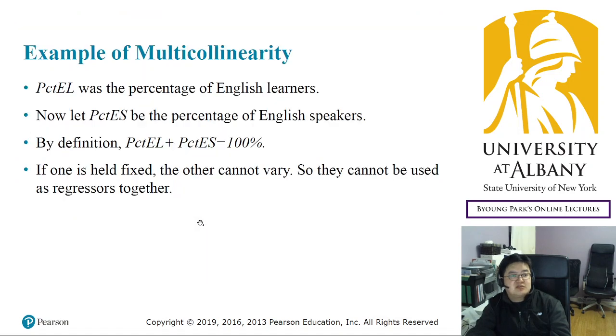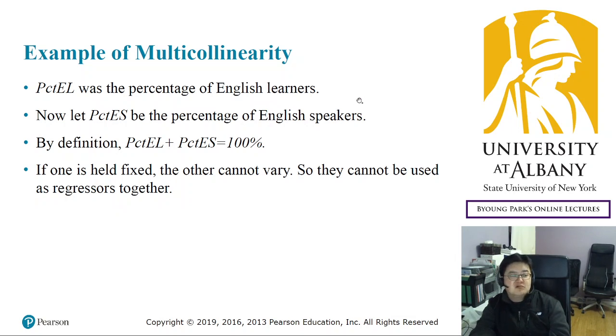Here, I will skip this. I'm going to use my own slides. So this is the first example I'm going to consider. Remember, in an earlier example, we considered the percentage of English learners. So in a school district, how many students need English class separately. So that's the percentage of English learners.